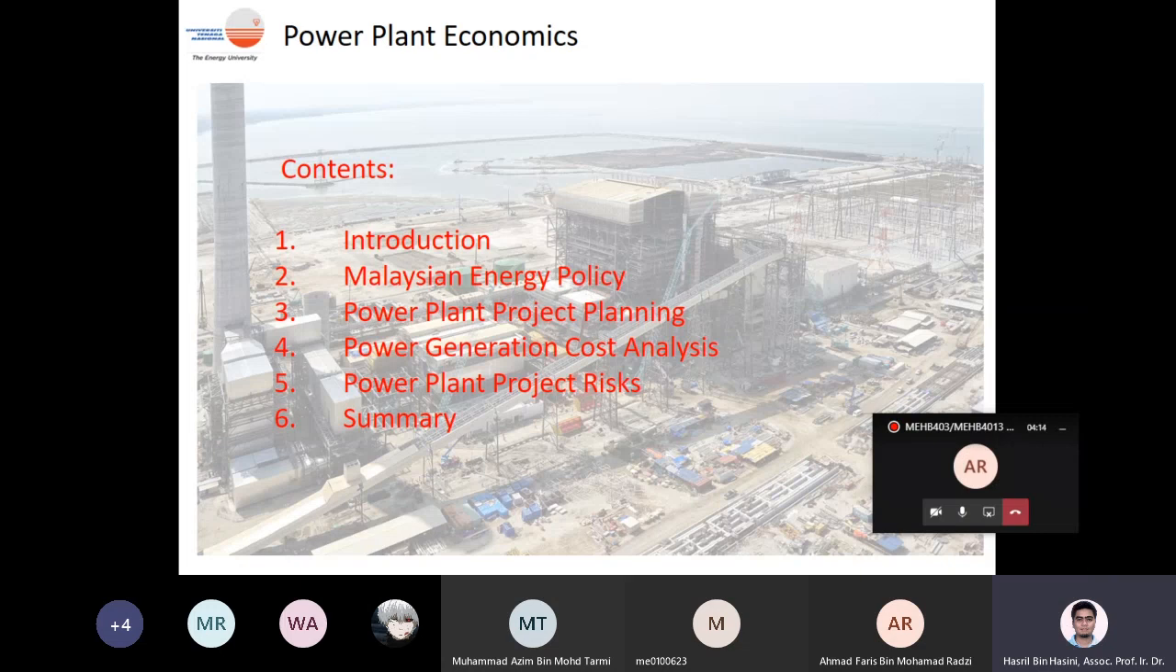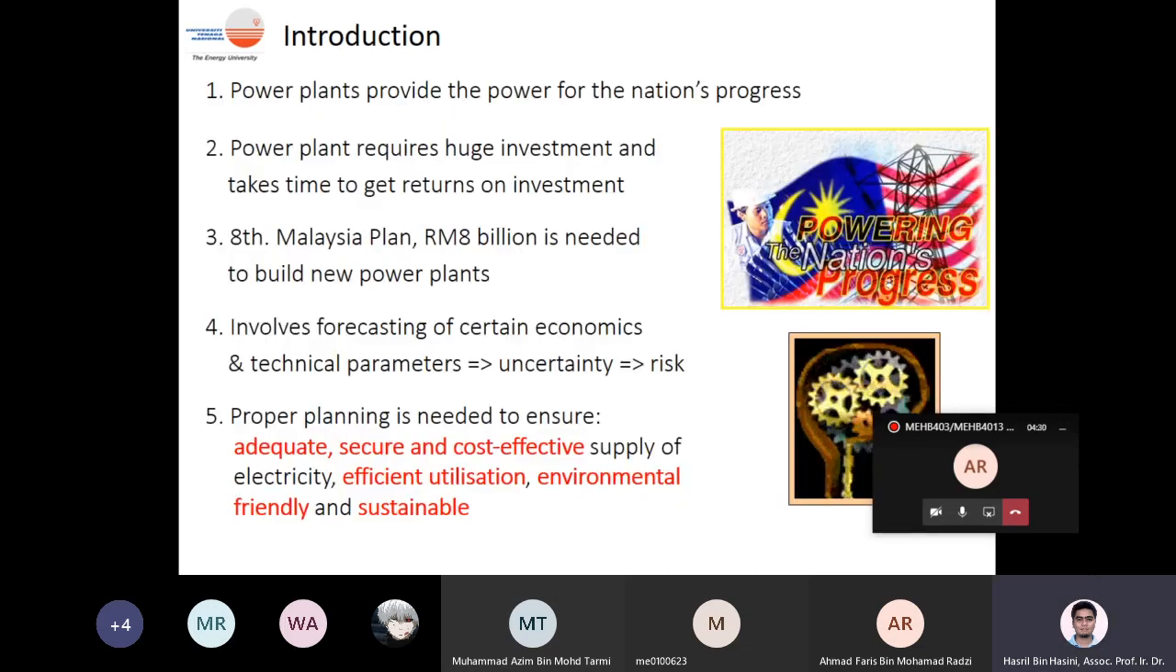So generally, this topic mainly covers some sense of project management. For today I'll try to cover up to the power plant project planning. Just a bit of introduction.